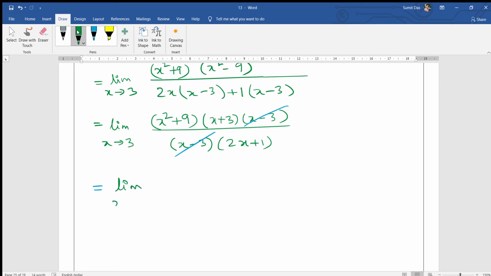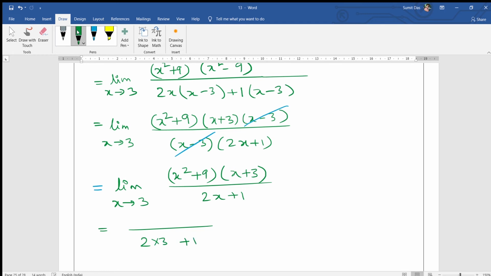We have limit x tends to 3, (2x plus 1)(x square plus 9) over (x plus 3). So if you put 3, it will be 2 into 3 plus 1, into 3 square plus 9, and the denominator will be 3 plus 3. So 3 square means 9. 9 plus 9 is 18, into 3 plus 3 is 6. The denominator is 6 plus 7. So the answer may be 108 by 7. This is our answer.